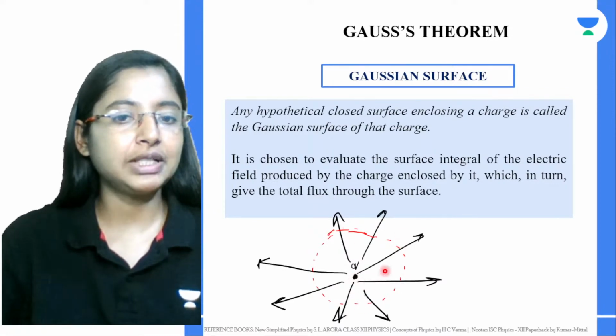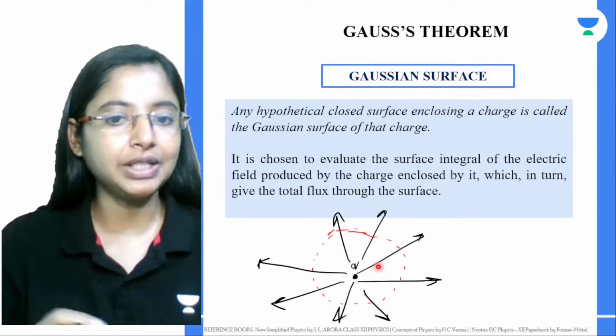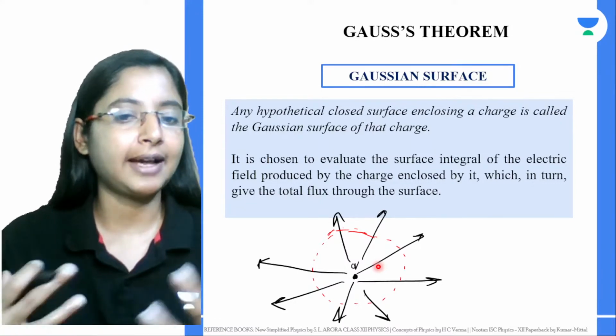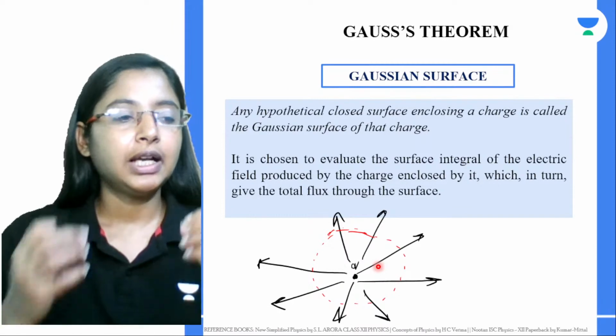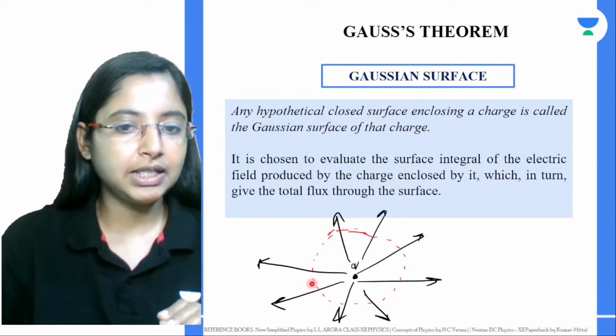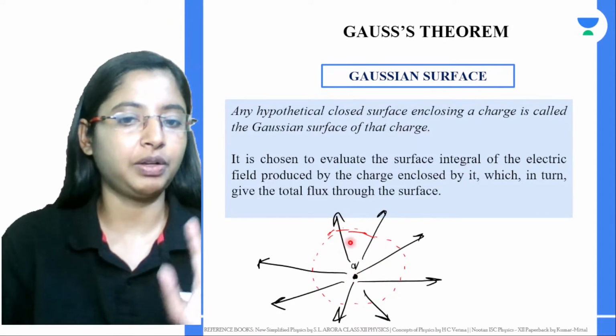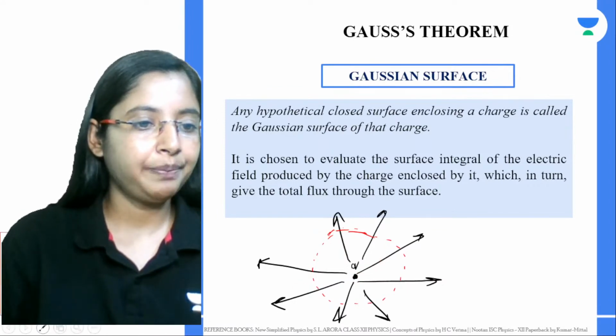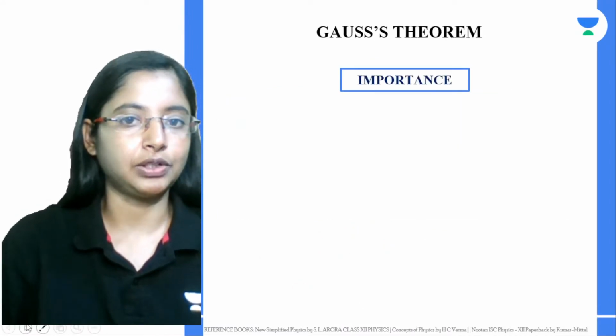So the Gaussian surface is a hypothetical closed surface. It just makes the calculation easy. Using this, we can simply say, if there is a charge inside a closed surface, how many field lines are there because of it. So that's the importance of Gauss's law.